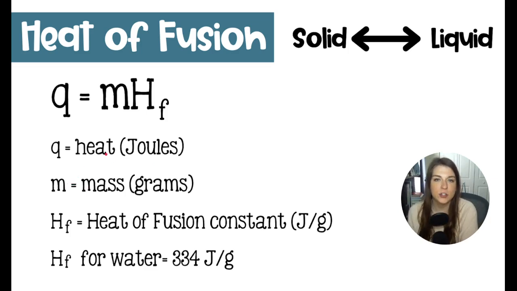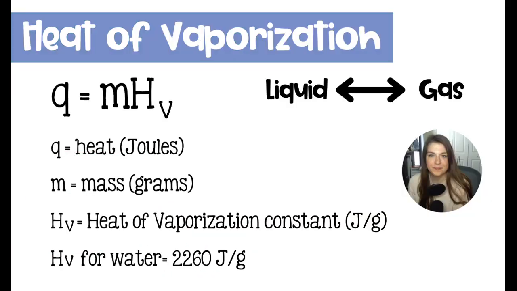M is the mass of your sample measured in grams, and then Hf is really the heat of fusion. It's one term. The f is just there to describe the H, the type of heat, and the heat of fusion is a constant. It depends on the particular substance that you're working with. It's always measured in joules per gram because heat in this equation is joules and mass is grams. The heat of fusion for water is 334 joules per gram.